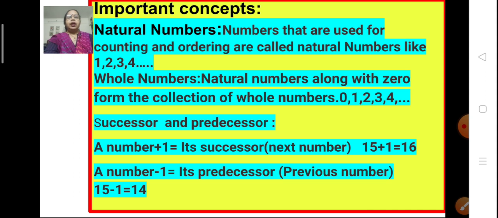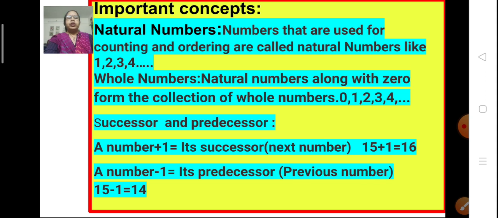And then we learnt about the whole numbers. What are whole numbers? All the natural numbers along with 0 are whole numbers. So 0 is added to the set of natural numbers and we get the set of whole numbers. All the whole numbers are 0, 1, 2, 3, 4 and so on. All the natural numbers are whole numbers, but all the whole numbers are not natural numbers because 0 is not included in natural numbers.